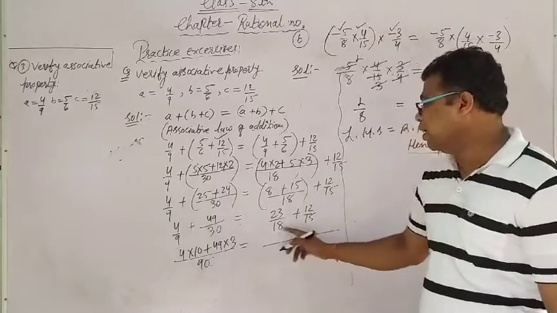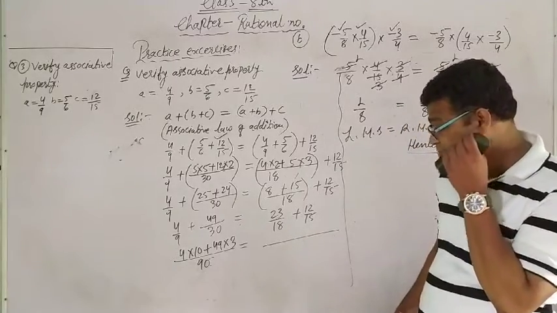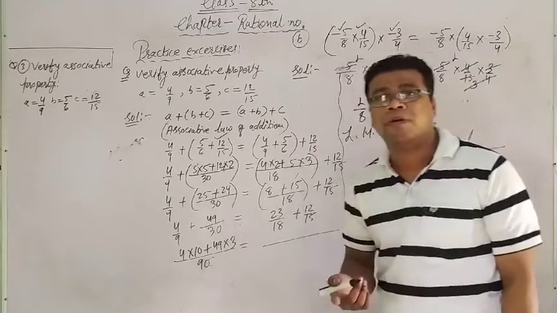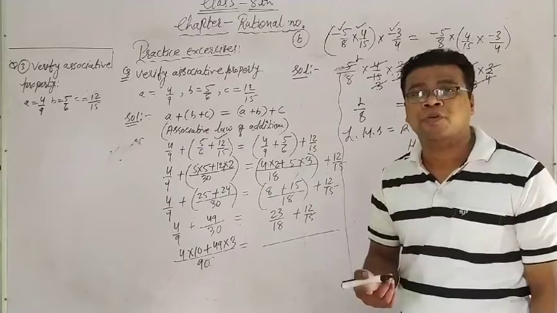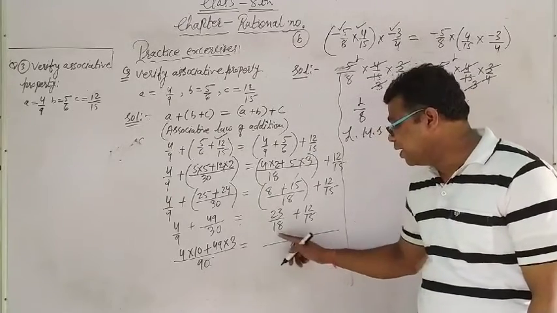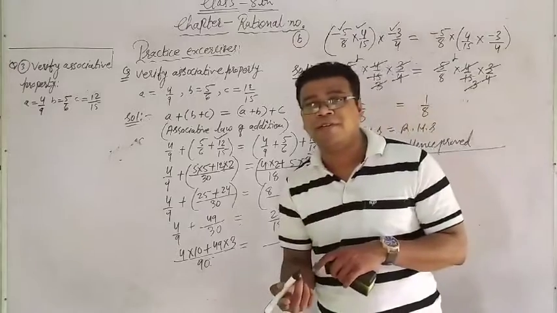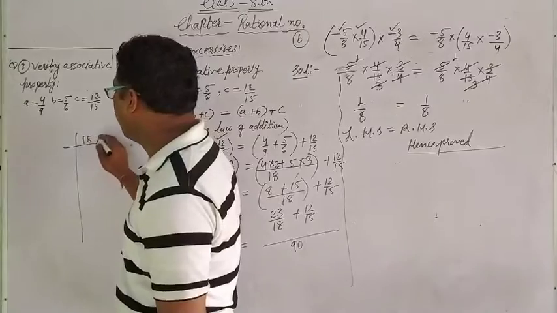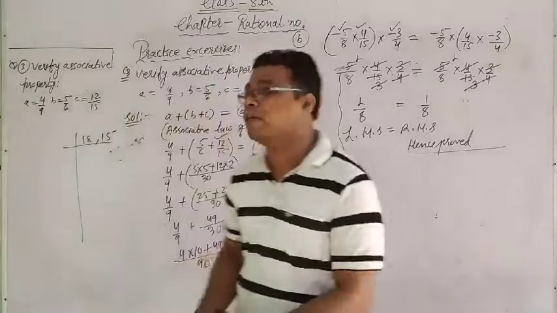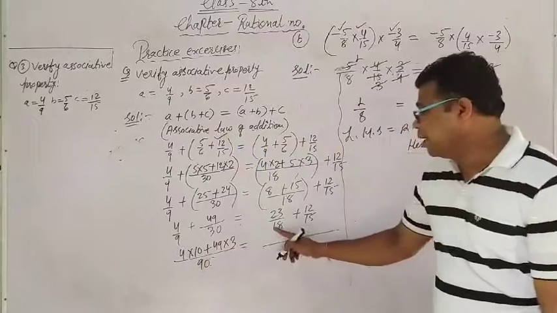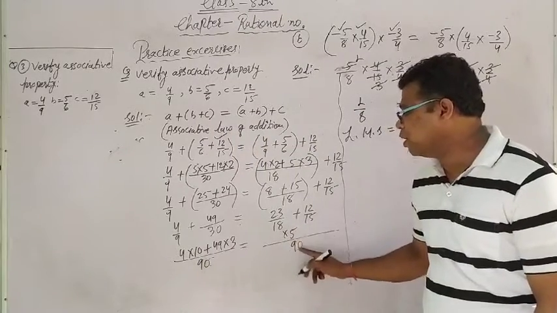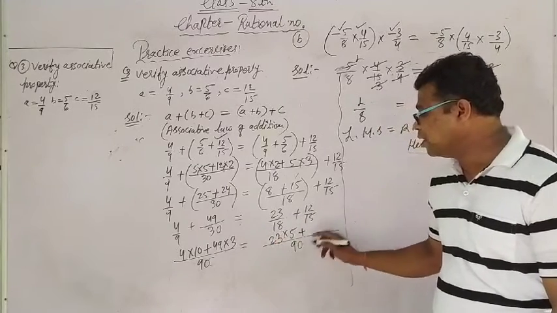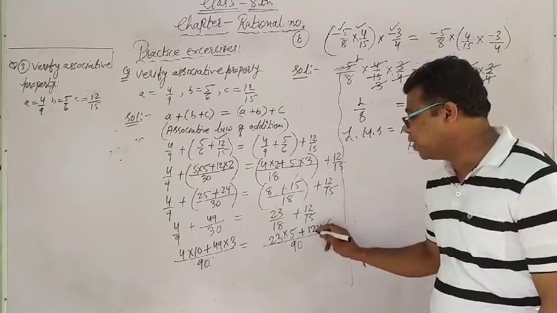Again here 18 and 15. What is the LCM? So 18 twos are 36. 18 threes are 54. 18 fours are 72. 18 fives are 90. It is also coming in the table of 15. So directly I can do this. But if you are confused, that you can do, again you will get 90 only. 18 fives are 90. So 5 multiplication with the numerator. 15 sixes are 90. 6 multiply with the numerator.